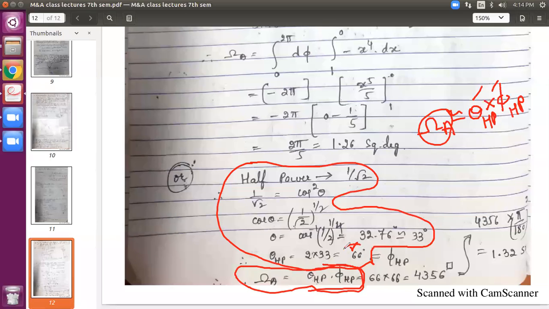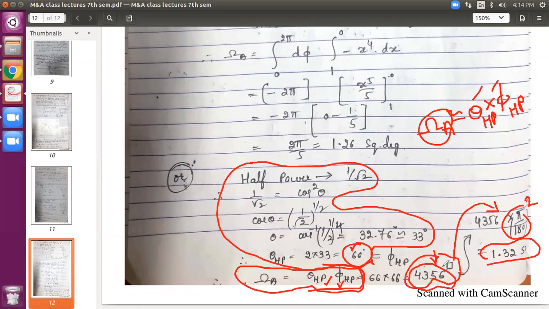So this is the important relationship between solid angle and the half power beam widths. Just now in the first problem also we got 33 plus 33, 66 degrees, as the half power beam width. So 66 into 66 we will get 4356 square degrees. Again you can keep the answer as it is, or you can convert it to steradians. Pi by 180 whole square, if you multiply, you will get 1.32 steradians. This need not be necessary. If you keep this much, it is enough, no problem.